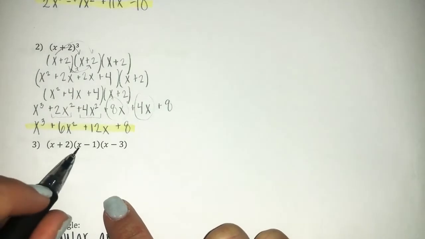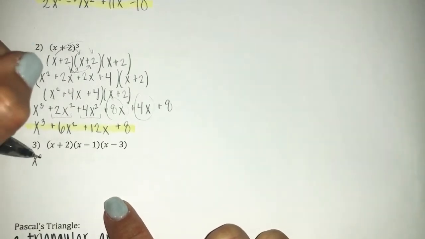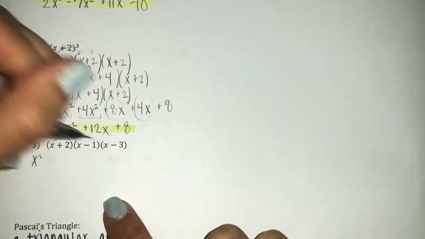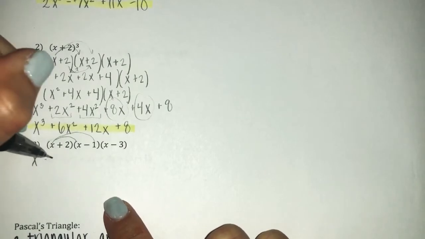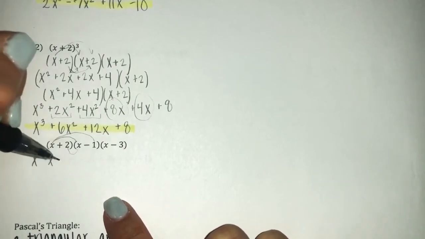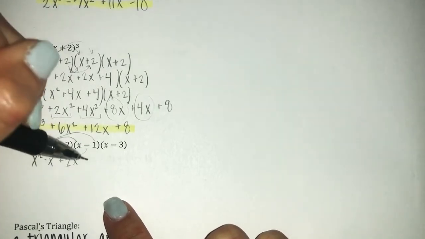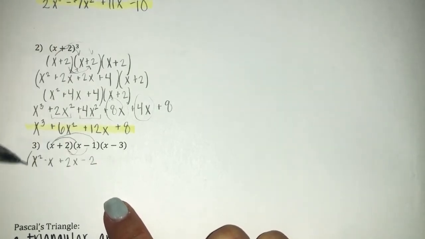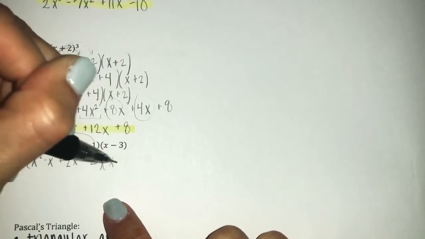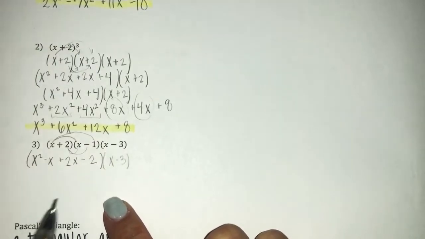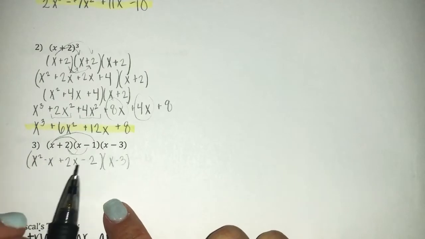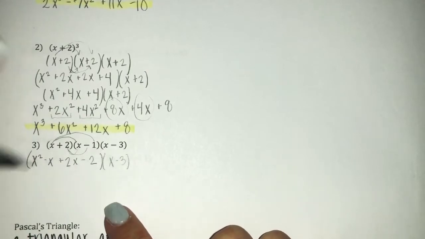So x times x is x squared. X times negative 1 is negative x. 2 times x is positive 2x. 2 times negative 1 would be minus 2. And then times x minus 3. And then I just need to simplify like terms in here to make it a little bit easier when I go to multiply it again.